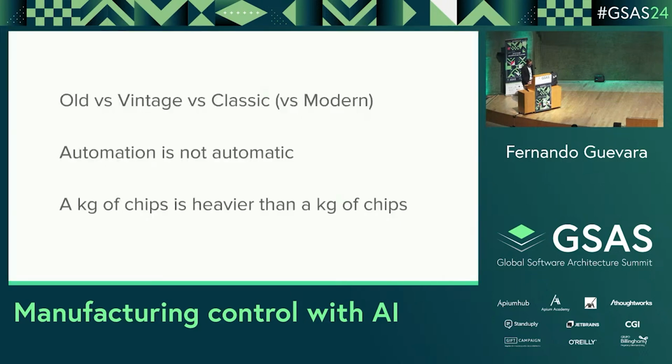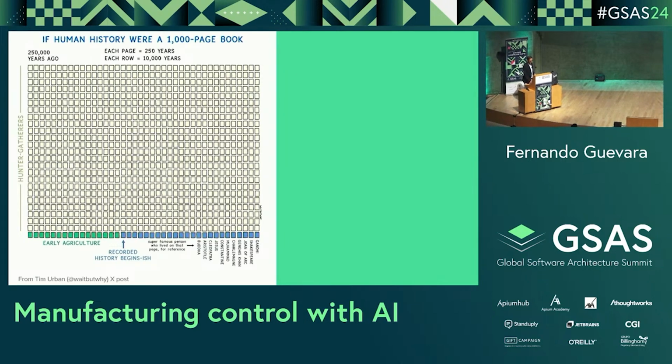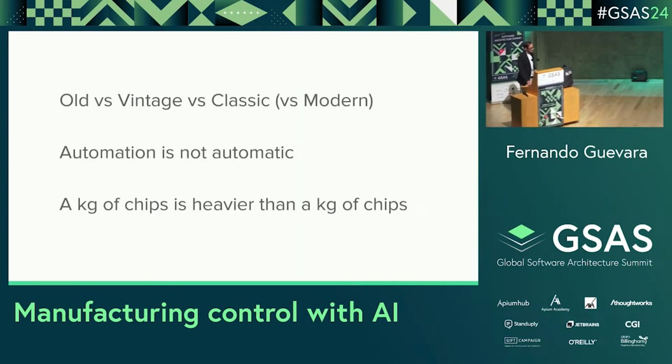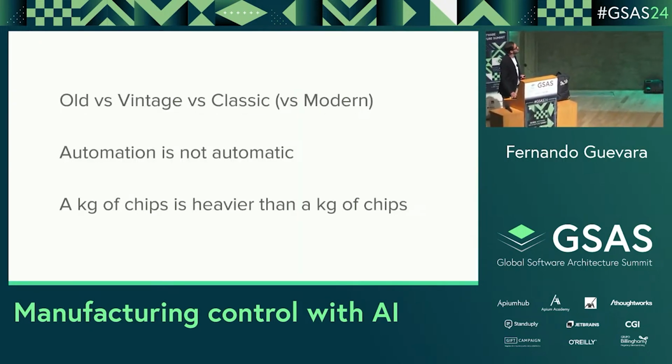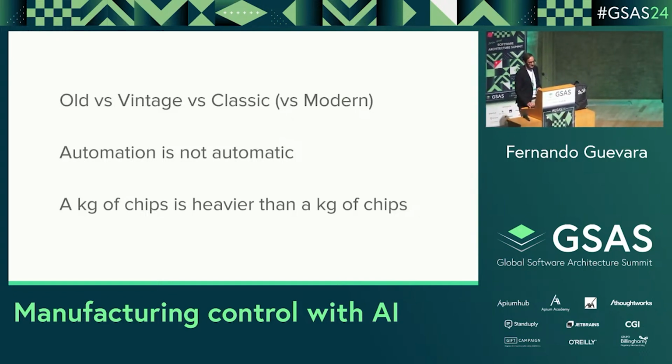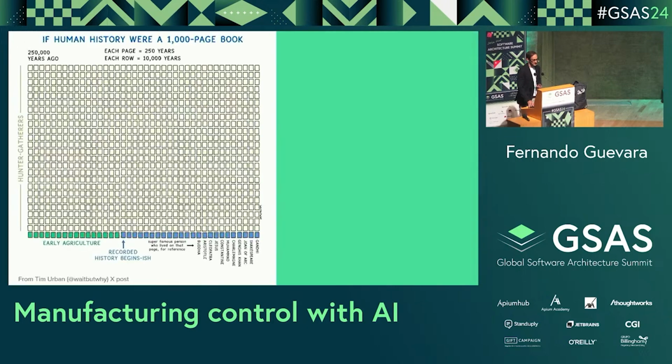So, 3 takeaways that I wanted you to have from this presentation. We'll try to define all against vintage, classic, if we have time, with modern too. That automation is not automatic, and sometimes a kilogram of chips doesn't weigh the same as a kilogram of chips. We'll know about it more, hopefully, by the end of the talk.